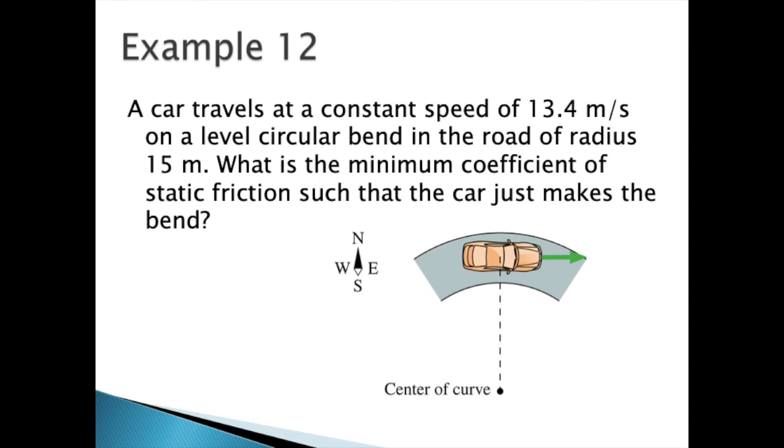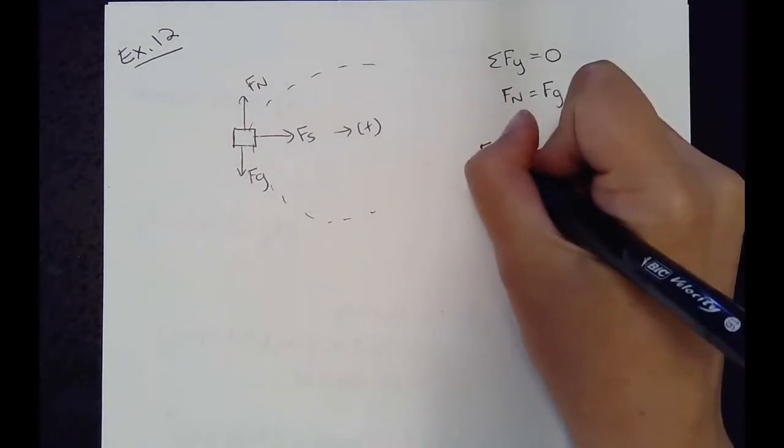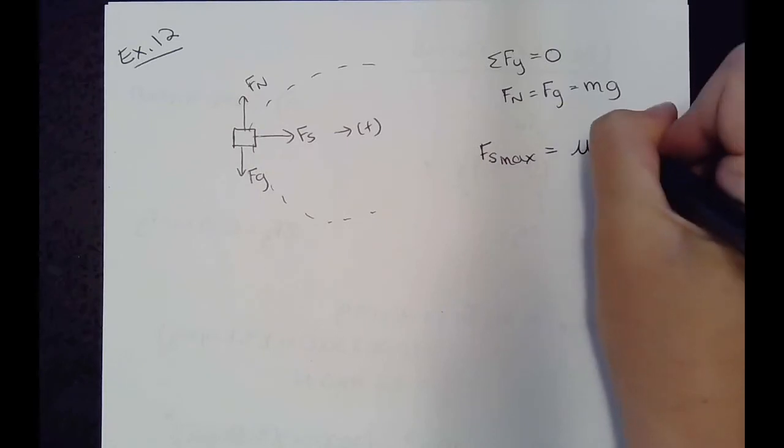Example 12. A car travels at a constant speed of 13.4 meters per second on a level circular bend in the road. What is the minimum coefficient of static friction such that the car just makes the bend? So similar question to before, but now we want to find the minimum coefficient so that the car can make the bend. Again, if you think of the coefficient as providing a range of possible static friction values, we're going to want the maximum static friction at that coefficient.